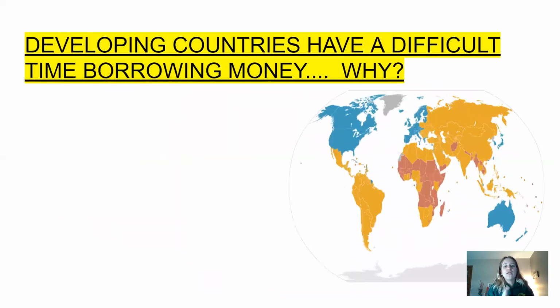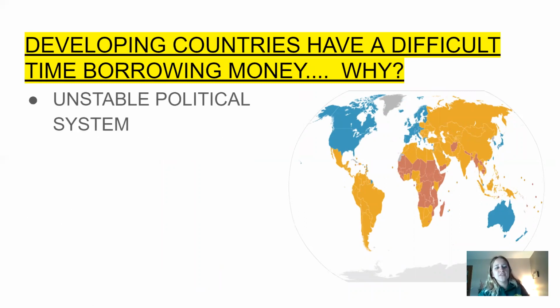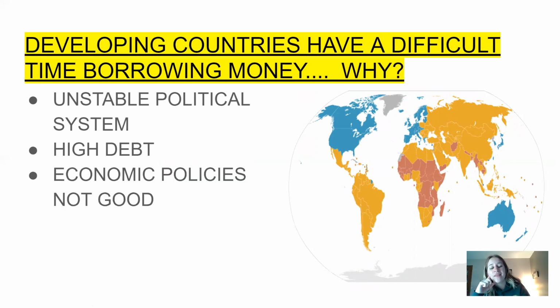All right, so here is where we come back to developing countries have a difficult time borrowing money. And here's why. Developing countries have an unstable political system. They have a lot of debt. They're not able to pay their loans back. And because of this, their economic policies aren't good, resulting in the unstable political system and high debt. So those are the problems why developing countries have a hard time borrowing money.